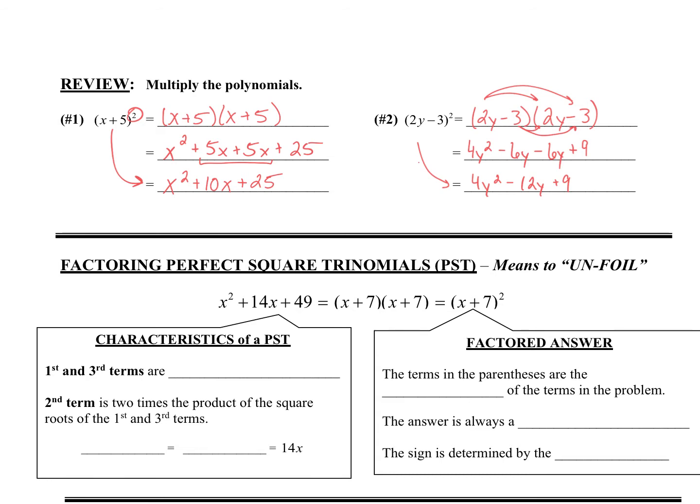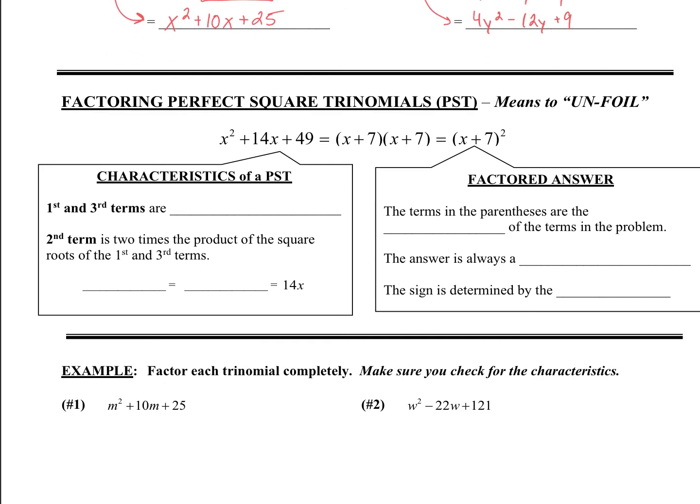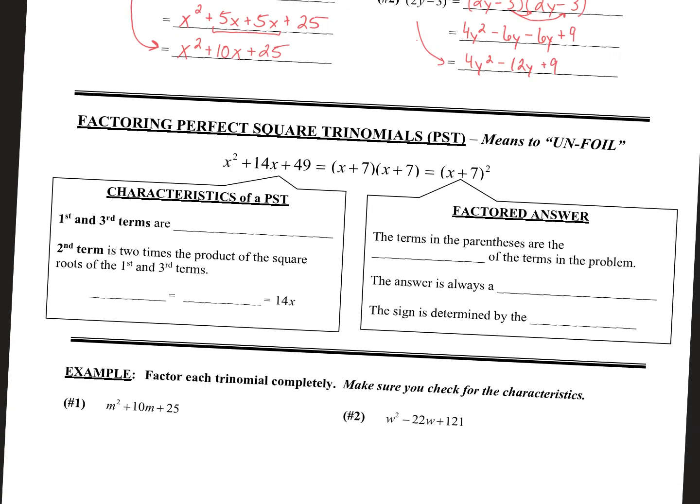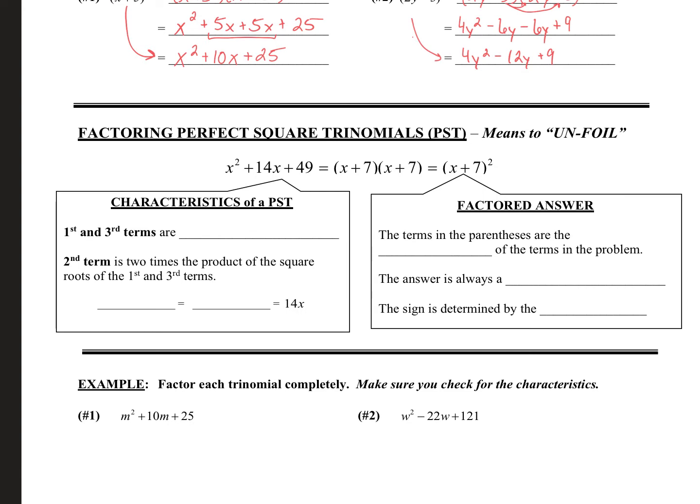In this part of the notes, we're going to talk about how to factor perfect square trinomials. Again, factoring just means we're going to unfoil it basically. So let's talk about a few characteristics of a perfect square trinomial. That's what the PST means, perfect square trinomial. The first and the last term, or the first and the third terms, are both perfect squares.